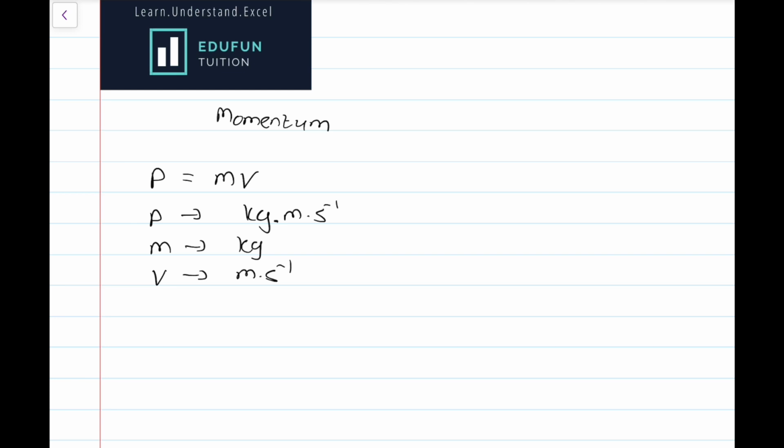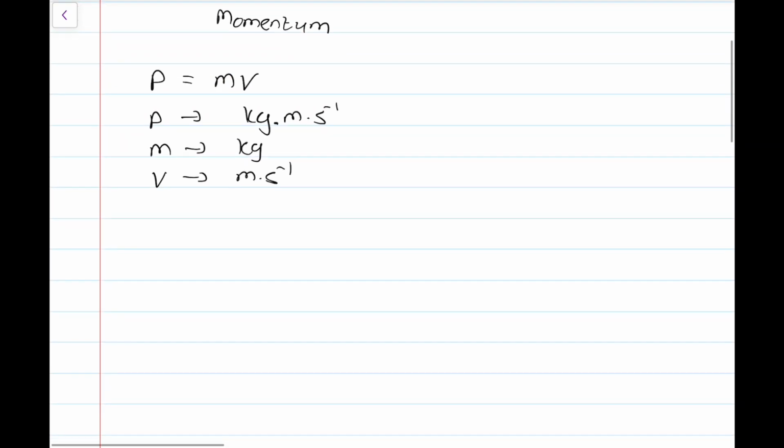So how do we use this now? Please understand that anything that has a mass and has a velocity has a momentum. That's it. Now, let's do a simple calculation. Let's say they tell us that we have a toy car.